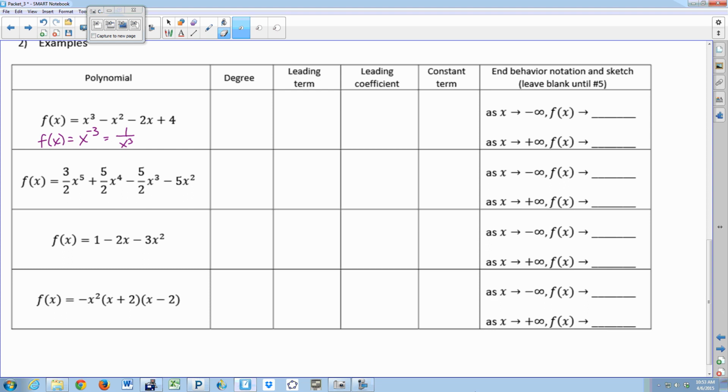This is an example of something that's not a polynomial. This is called a rational function. Those are coming up next. Rational. So that's not a polynomial.